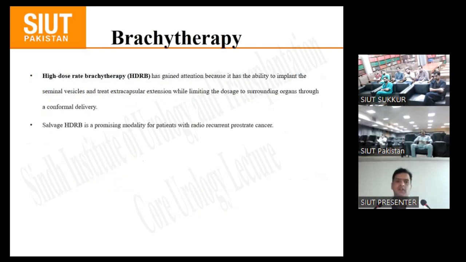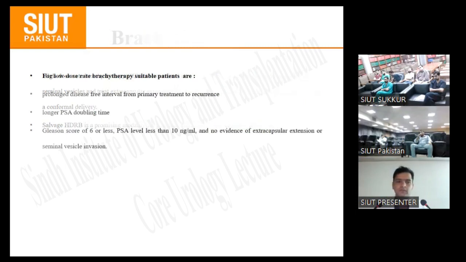Brachytherapy. High dose rate brachytherapy has gained attention because it has the ability to implant the seminal vesicles and treat extracapsular extension while limiting the dosage to surrounding organs through a conformal delivery. Salvage high dose rate brachytherapy is a promising modality for patients with radio-recurrent prostate cancer. For low dose rate brachytherapy, suitable patients have a prolonged disease free interval from primary treatment to recurrence, longer PSA doubling time, Gleason score of 6 or less, PSA level less than 10, and no evidence of extracapsular extension or seminal vesicle invasion.